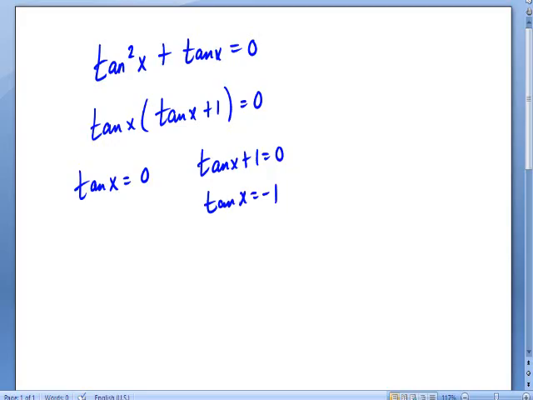So the points we're interested in, where does the tangent function equal 0? Those values are at 0 and pi. And where does the tangent of x equal -1? Those values occur at 3 pi over 4 and 7 pi over 4. So again, this problem had 4 solutions. All of them, when plugged back into the original equation, will make the left side turn into 0.